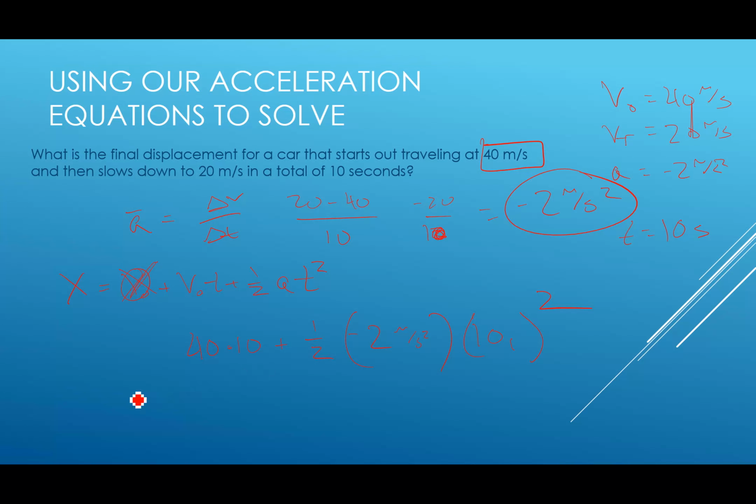So 40 times 10 is going to be 400. Now, 10 squared is going to be 100. And half of 2 would be 1. But since it has a negative value in here, this whole guy turns out to be negative 100 when all the math is done. So 400 minus 100 equals 300 meters. And that's how you look to solve.